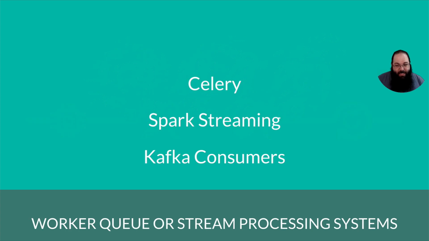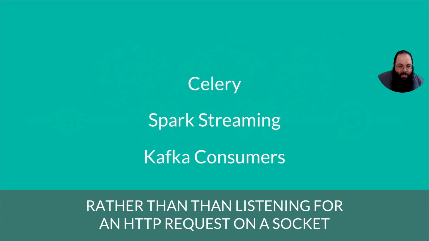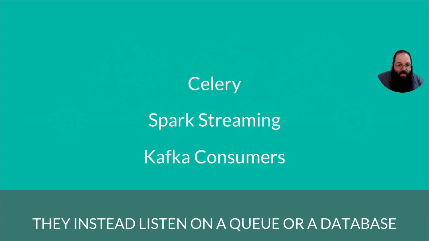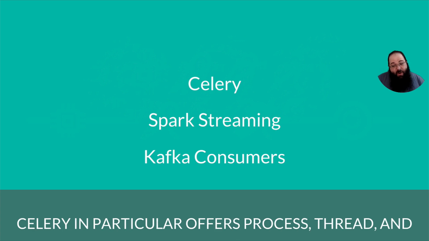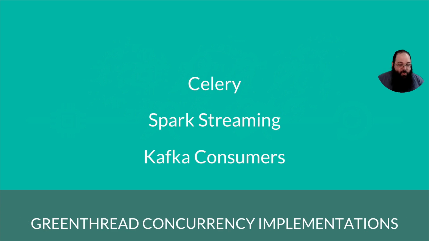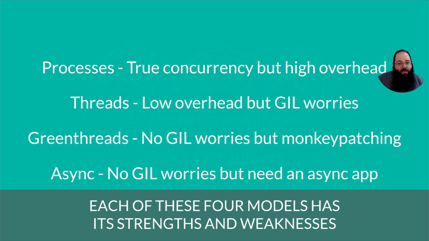Worker queue or stream processing systems generally follow the same overall models. Rather than listening for an HTTP request on a socket, they instead listen on a queue or a database, but the request handoff and execution is similar. Celery in particular offers process, thread, and green thread concurrency implementations. Each of these four models has its strengths and weaknesses.